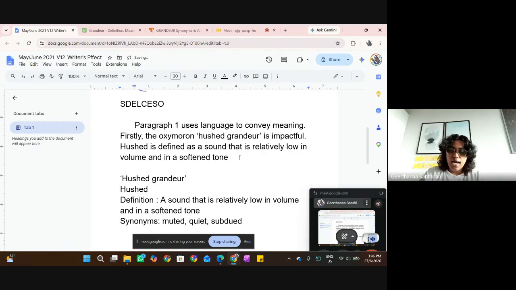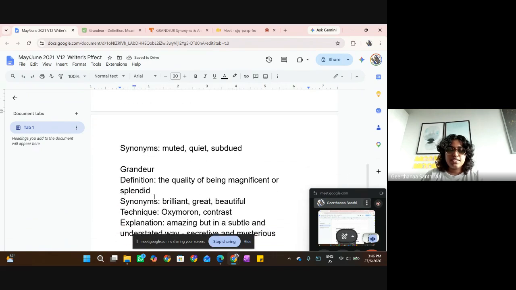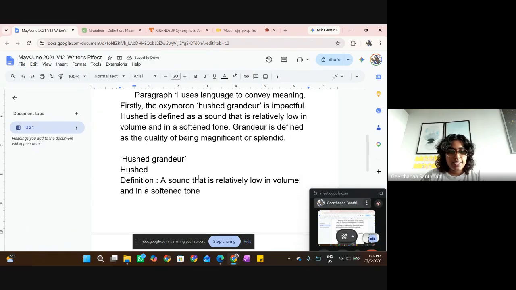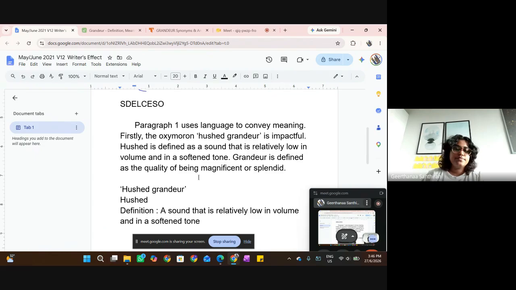Grandeur, we can put it together while grandeur is, but if you want to put it in a different sentence, that's fine too. You know, if sentences get too long, they can get a little confusing, so it's okay to break them up. Grandeur is defined as the quality of being magnificent or splendid. Done. Okay. And then we have our synonyms, so we can put that together.